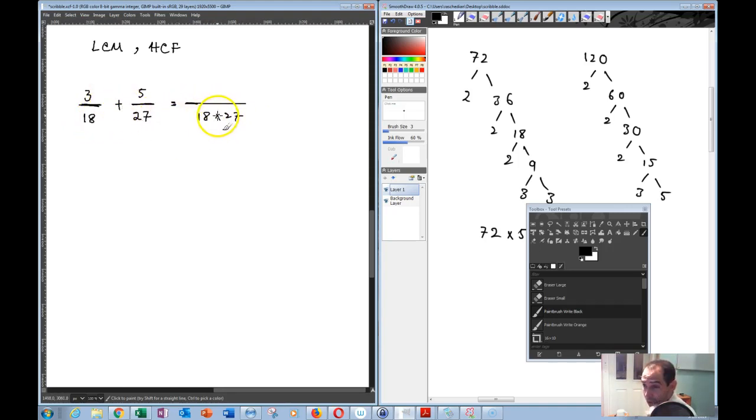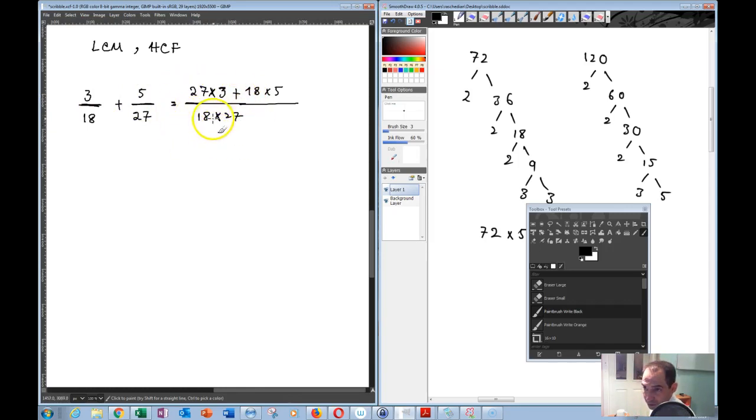So then you can go in and say, for example, 18 times 27 divided by 18 is equal to 27. So you have some number 27 times 3, and you have another number, 18 times 27 divided by 27, you'll get 18, and that would be 18 times 5. Okay, so that would be the sum of these two fractions.